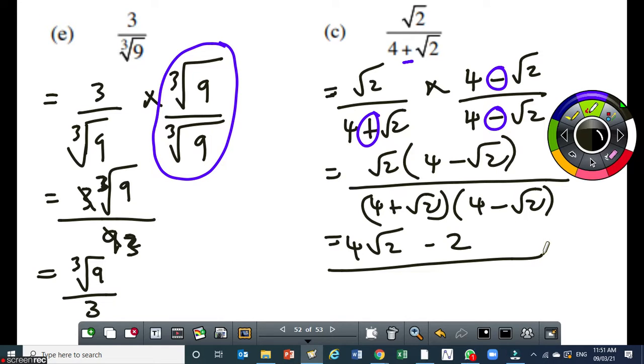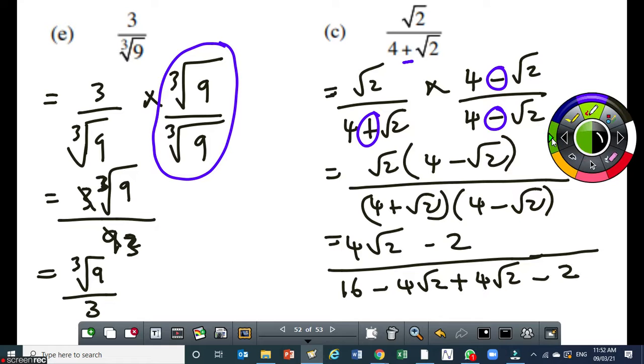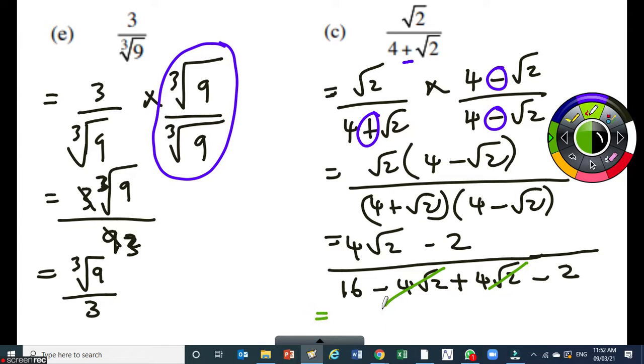Okay? 4 times 4 will give me 16. 4 times minus square root of 2 will give me minus 4 square root of 2. Square root of 2 times positive 4 will give me positive 4 square root of 2. Then square root of 2 times negative square root of 2 will give me a 2. Then you need to be aware that the minus 4 square root of 2 and the positive 4 square root of 2 are going to cancel out. So we'll end up having our next step as 4 square root of 2 minus 2 all over 16 minus 2, which will give us a 14.